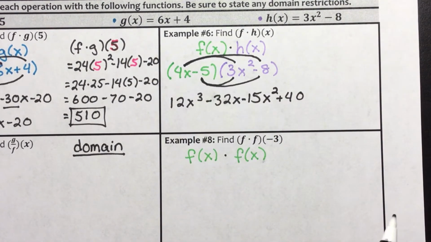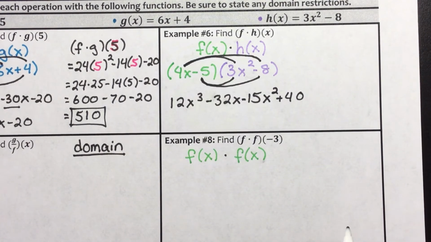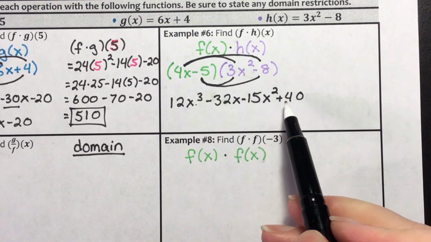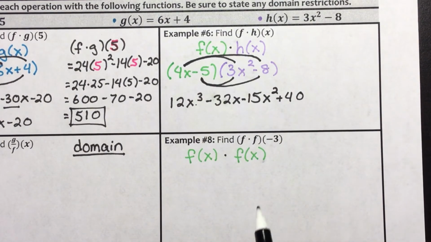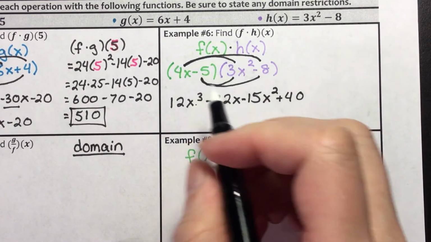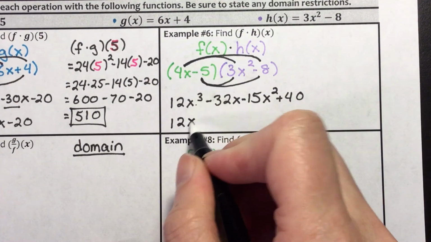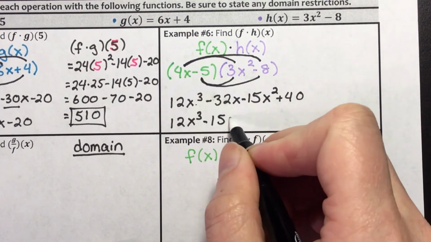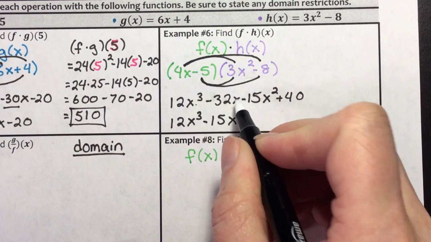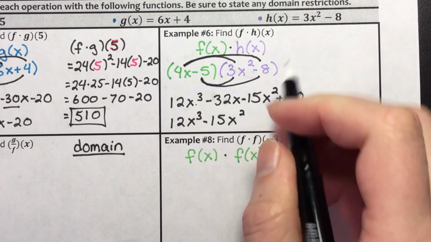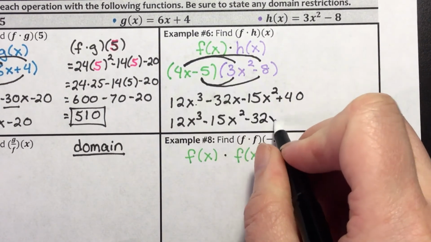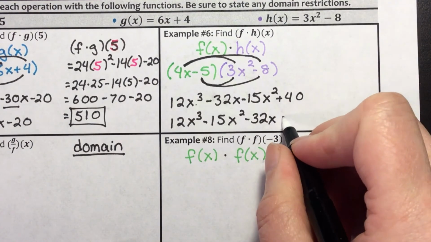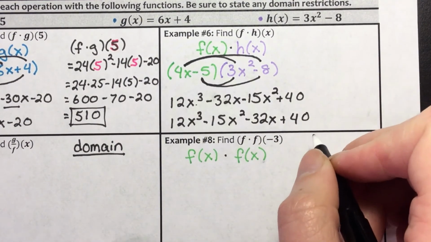The only thing we have to do on this now is put it in standard form. Standard form means biggest exponent all the way down to smallest exponent, or the constant being last. Our biggest exponent is a 3, 12x cubed. Next biggest exponent is a 2, negative 15x squared. Then we just have our linear term x, negative 32x. And our constant term is last, which is positive 40.